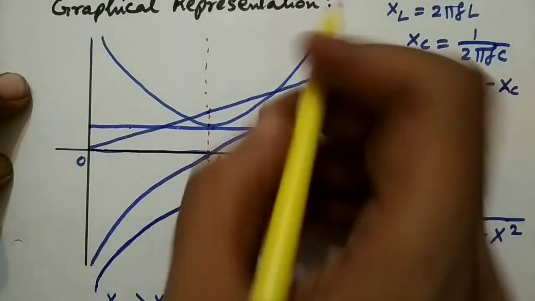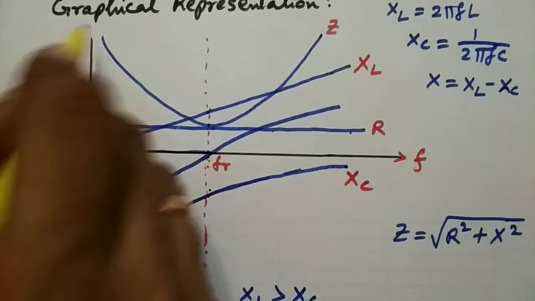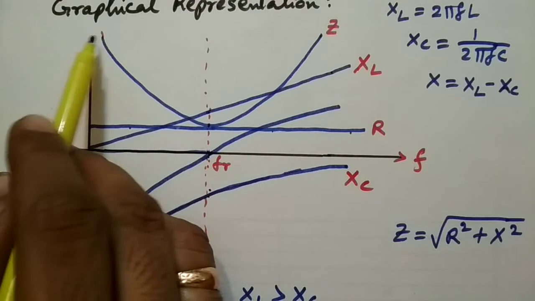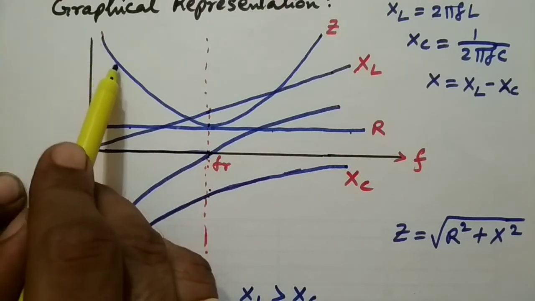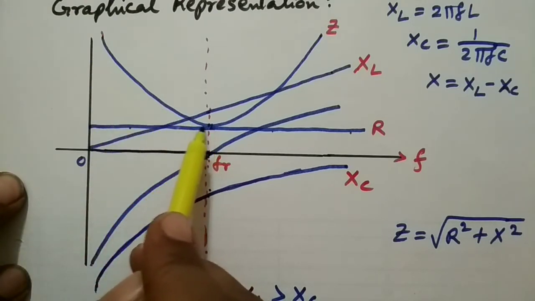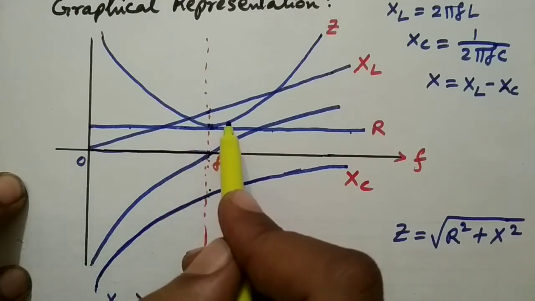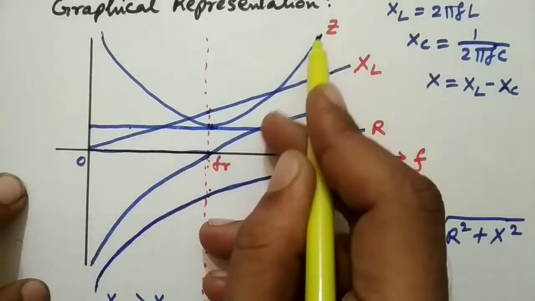So this is the impedance of the RLC series circuit. So here we can see that at lower frequency the impedance is very high. If the frequency gradually increases, the impedance will be reduced. At resonant frequency, the impedance will be equal to R. And after the resonant frequency, the impedance will be further increased.